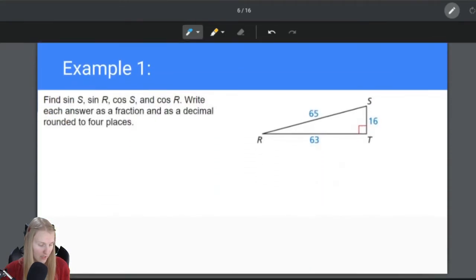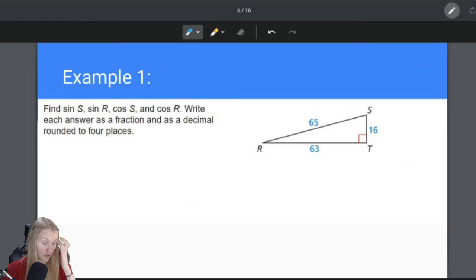Our first example asks us to find sine of S, sine of R, cosine of S, and cosine of R. Write each answer as a fraction and as a decimal rounded to 2 places. 4 is a little excessive for me. You want to do 4? Go for it. All that changes is the precision to which you've written the number. But it does not really make a difference to me.